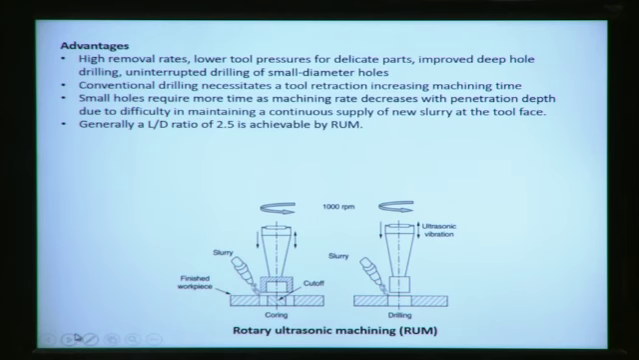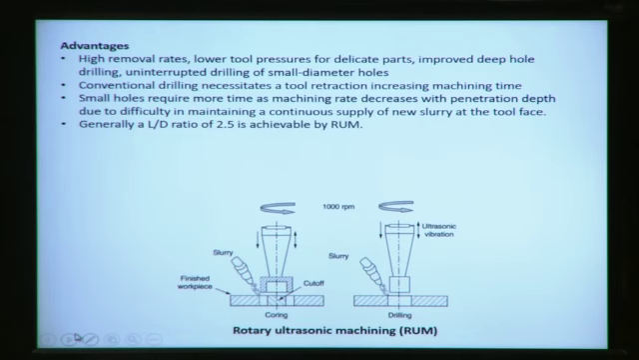Uninterrupted drilling for small diameter holes: conventional drilling necessitates tool retraction, increasing machining time. But in rotary ultrasonic machining, we don't need any tool retraction unlike in your normal drilling operation. Small holes require more time as the machining rate decreases with penetration depth, due to the difficulty in maintaining a continuous supply of new slurry at the tool face. That is common for both ultrasonic machining and rotary ultrasonic machining process.